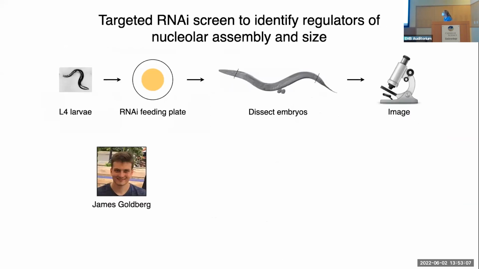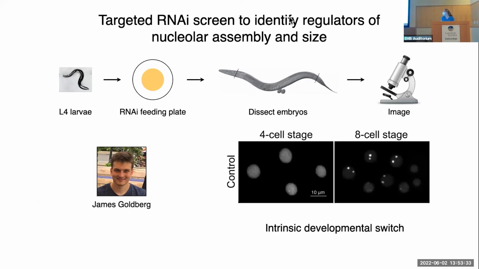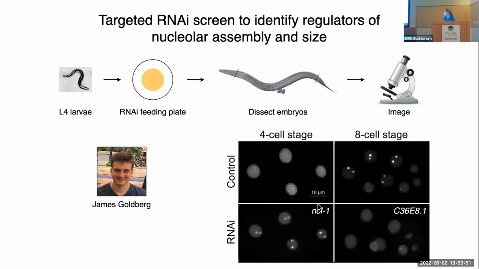Okay, and so as a final short story, we've also been going back to the embryo to try to identify molecules or genes that we can use to manipulate the nucleolar assembly and size. And so an undergraduate, James Goldberg, did an RNA-targeted RNAi screen where he just dissected embryos and looked at their nucleolar assembly. And so I mentioned earlier at the four-cell stage in wild type animals, nucleoli don't assemble, but they do at the eight-cell stage. And I don't know what is different here, but it's a useful developmental switch because we can look for genes that either induce nucleoli to assemble at the 4-cell stage or prevent nucleoli from assembling at the 8-cell stage.